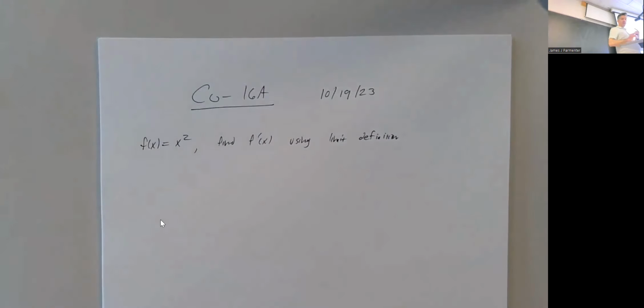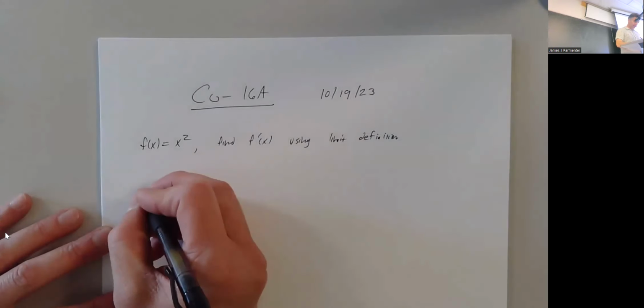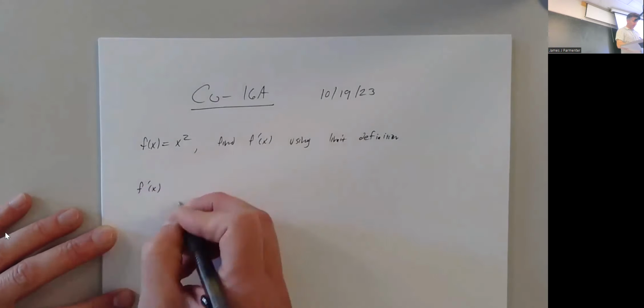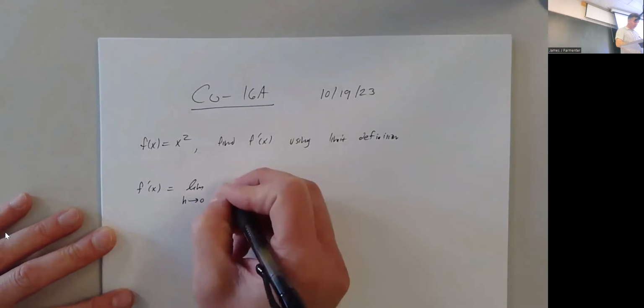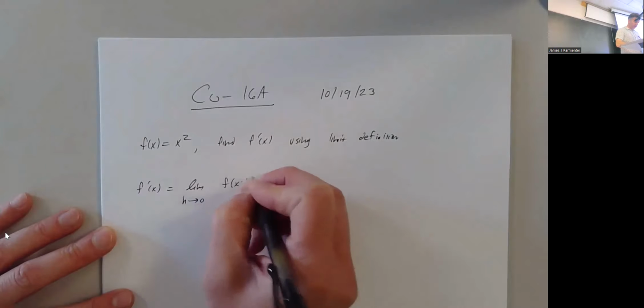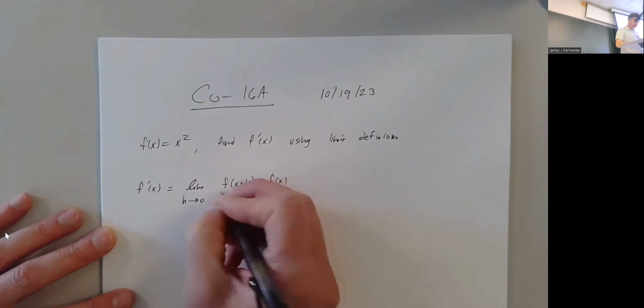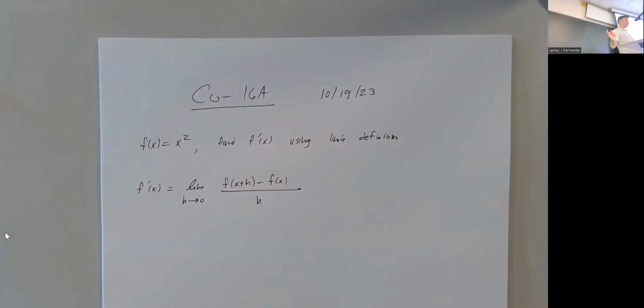So if I was going to find the derivative of x squared using the limit definition, there's actually a couple different ways you can do this depending on how your teachers talk about it. But the way I would usually approach it would be to write it as the derivative f prime of x is equal to the limit as h approaches 0 of f of x plus h minus f of x all over h. Just starting with the limit definition.